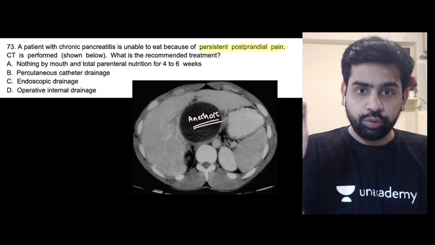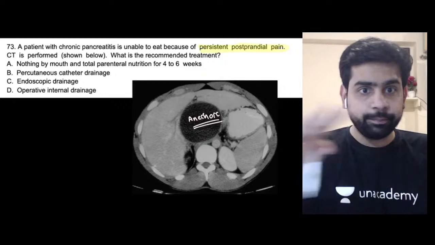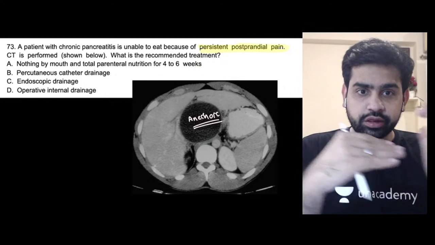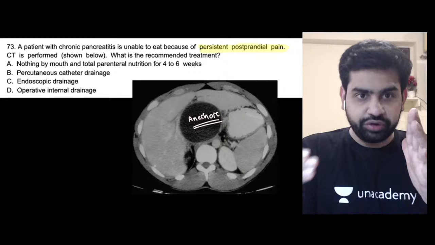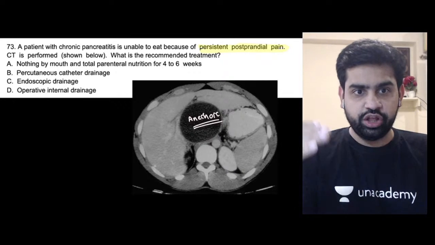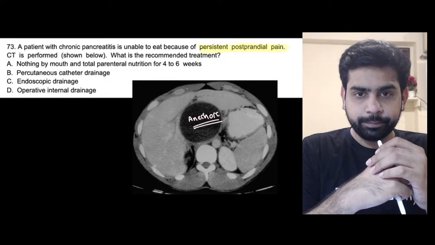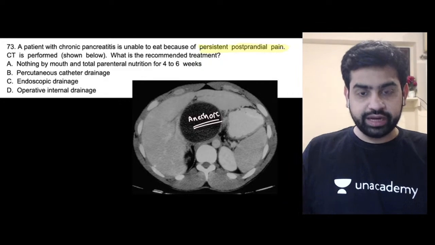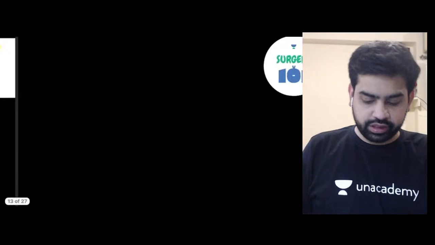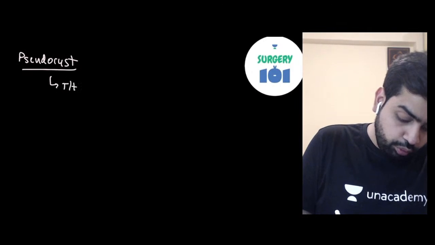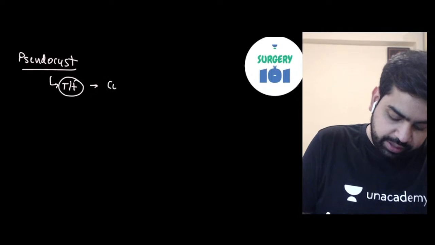Coming back to the options, what will you do over here? Nothing by mouth and total parenteral nutrition for 4 to 6 weeks, percutaneous catheter drainage, endoscopic drainage, or an open internal drainage. Okay, so what do you think, guys? What should be done in this particular patient? First of all, what you need to understand, the basic concept is: if there is a pseudocyst of pancreas and I ask you what is the treatment, most probably you will say, let's keep it conservative.